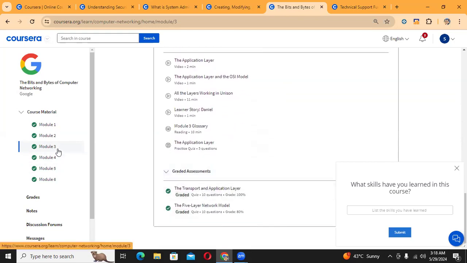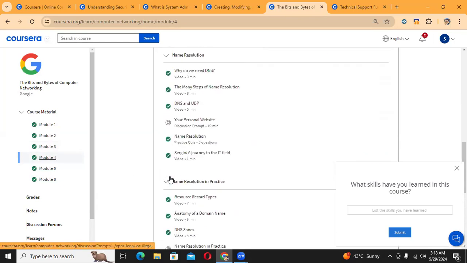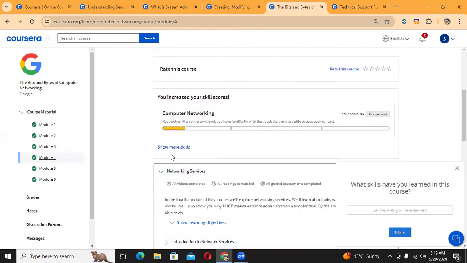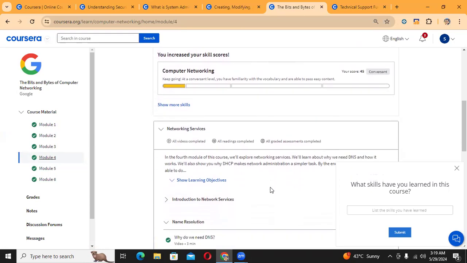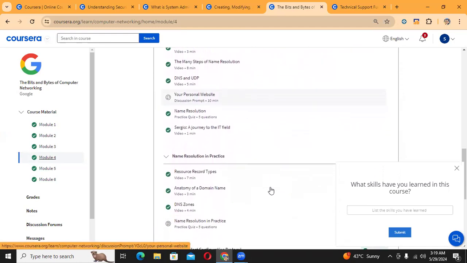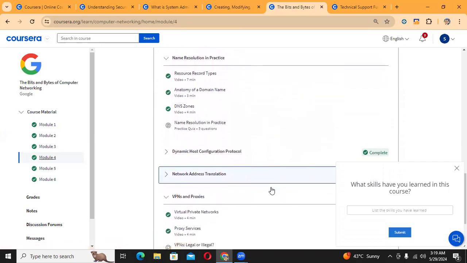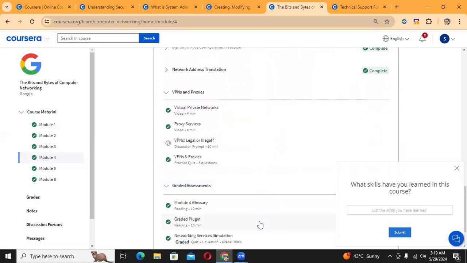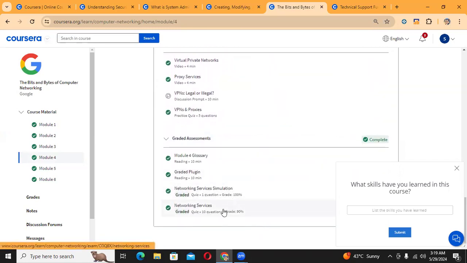So let's move on to the fourth module. In this module, we have networking services. Networking services essentially allow us to use network services that help manage, secure, and facilitate network operations. So we have DNS, DHCP, NAT, PAT. We will have different abbreviations in it.